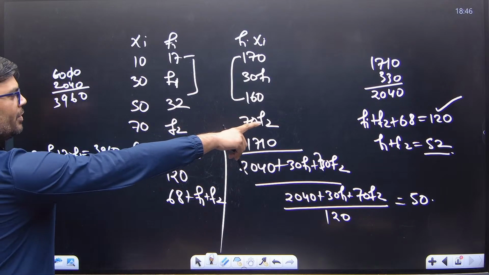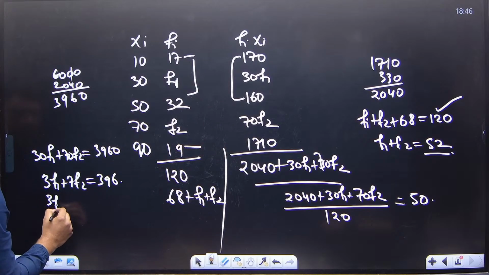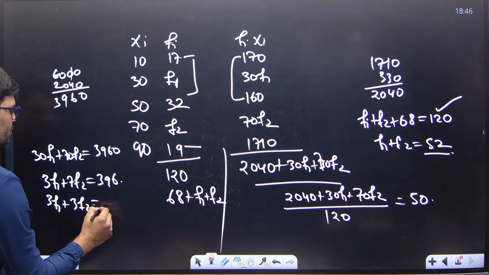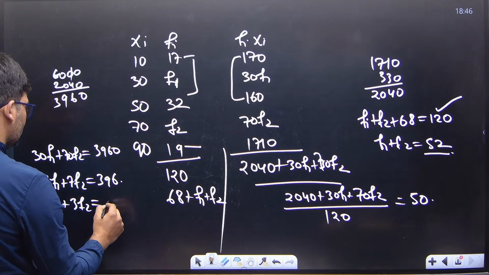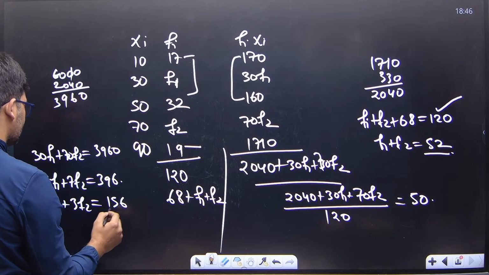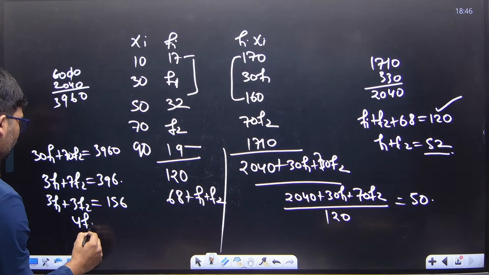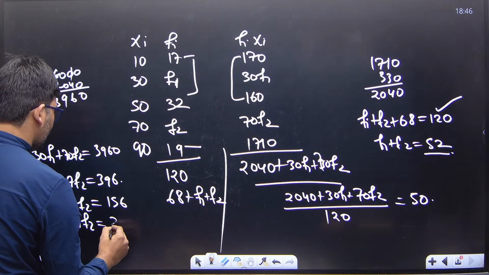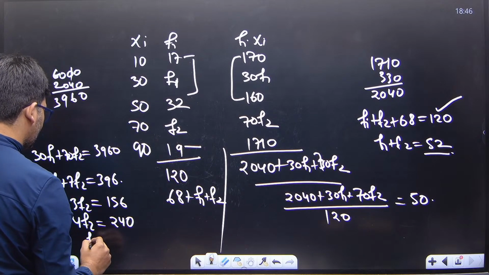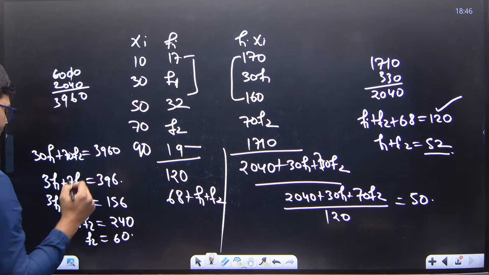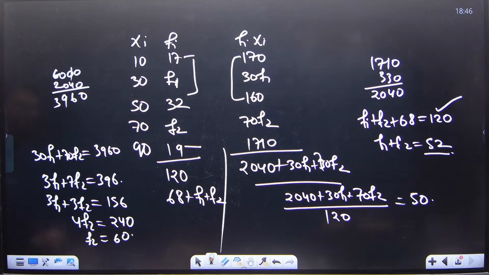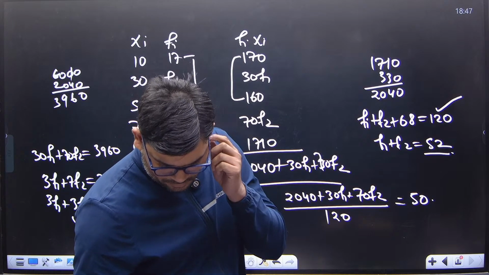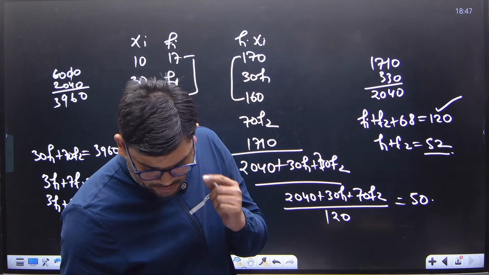You can multiply that first equation by 3. So you will get 3 f1 plus 3 f2 is going to be 52 into 3, which is 156. So 4 f2 will be equal to 240. So f2 is equal to 60, and f2 can't be greater than 52. Just a minute. Almost there. Yeah, you do your calculations.